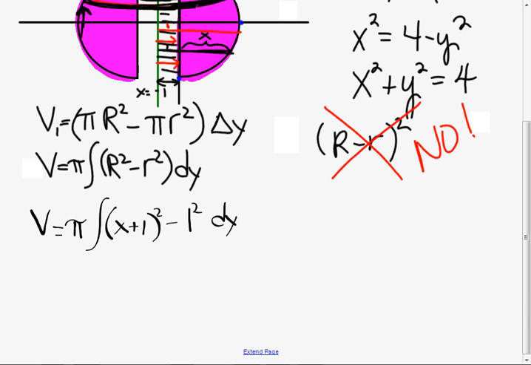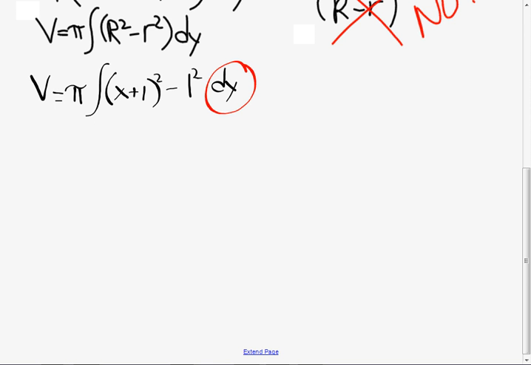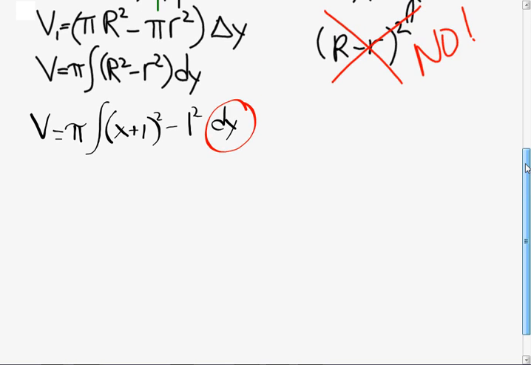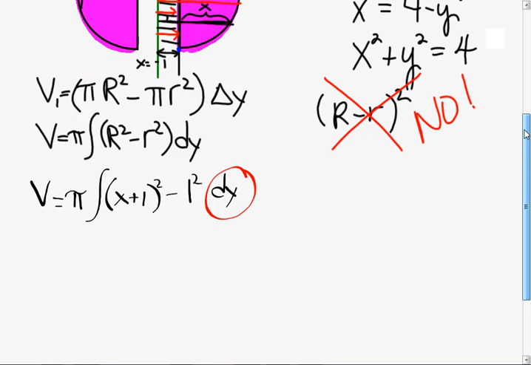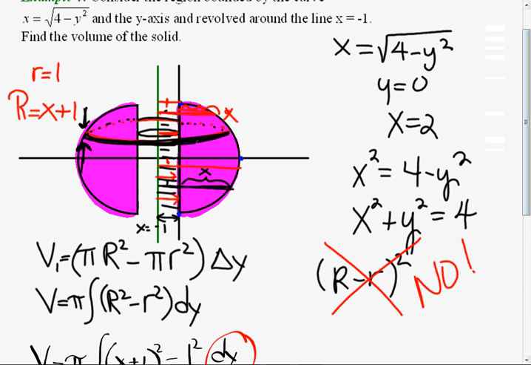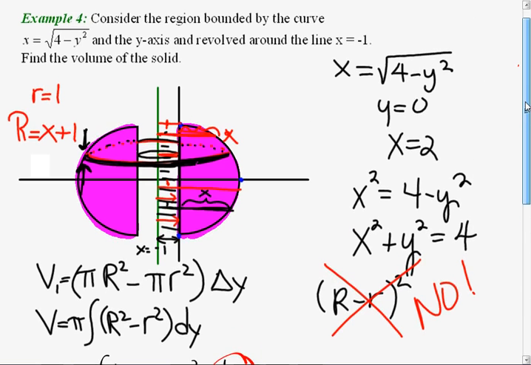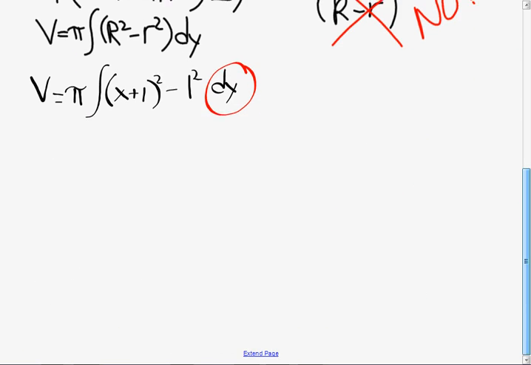Which variable do you want in your problem? Y. I don't see how you can do it without the differential. You can't do it without the differential because the differential tells you the variable you want. So what do I want? I want y's there, so I want x. It shouldn't be there, but anyway. Okay, x is the square root of 4 minus y squared, right?